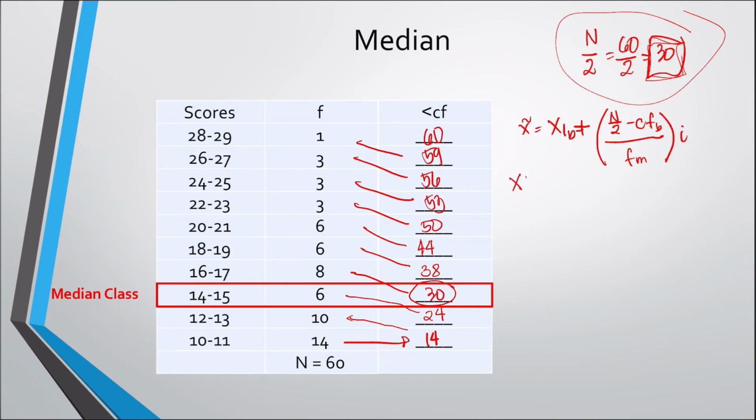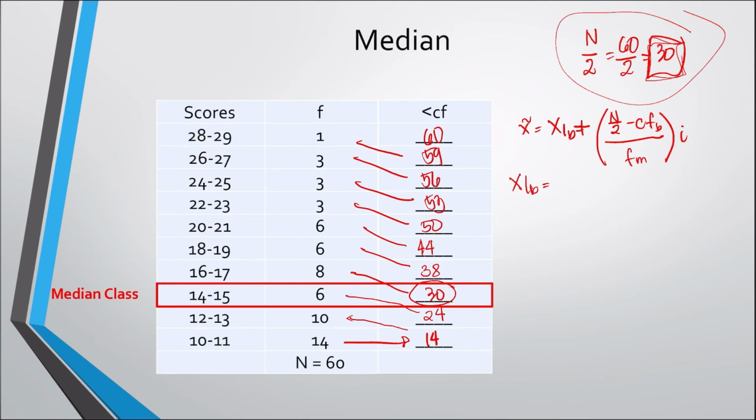Ano ba itong x, L sub b? Okay? Ito ay yung lower boundary or the true lower limit of the median class. So, di ba ito ang lower boundary? So, yung nasa baba nun, mas mababa dun ay 13. So, yung gitna noon, nung 14 at 13 is 13.5. Okay? Kaya yun yung ating lower boundary or true lower limit of the median class.